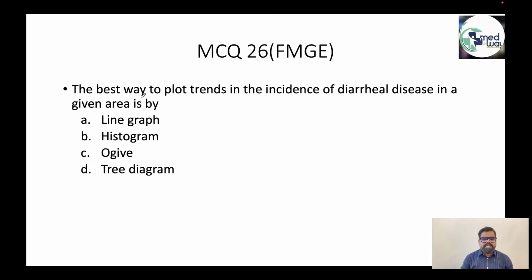Okay, the best way to plot trends in the incidence of diarrheal disease in a given area, right? For example, January, February, March, April, May, June, I am trying to show the incidence of diarrhea. So 2 cases, 4 cases, 3 cases, 5 cases, 8 cases, 9 cases. So the best way of showing the incidence of diarrheal disease, we have to plot it, so it becomes a line graph, right?